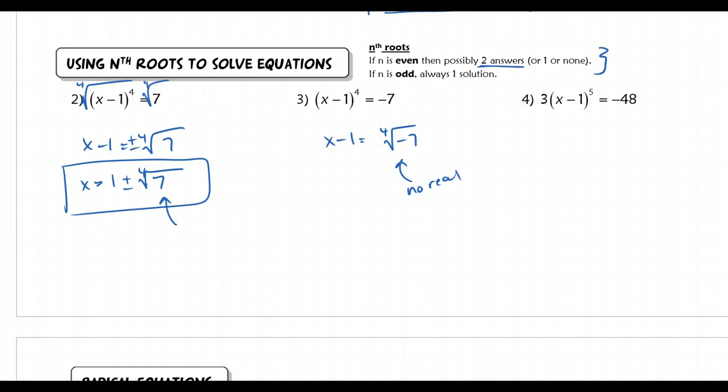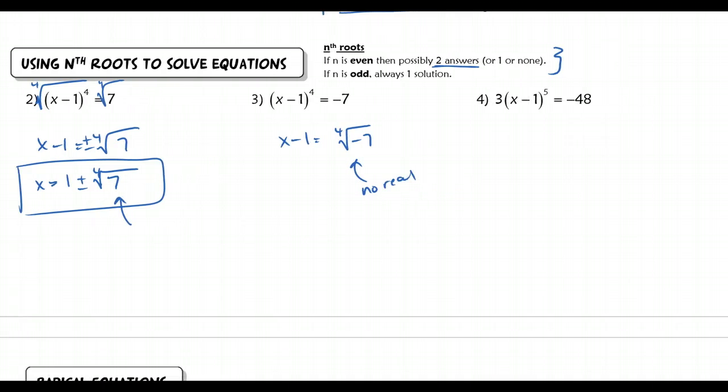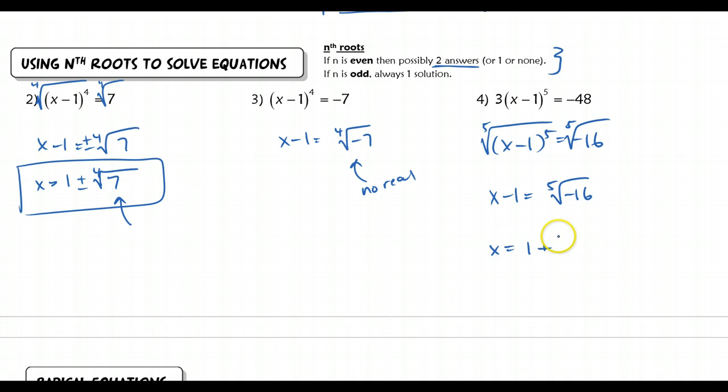Okay, now moving on to the 4th problem here. Problem number 4, if I want to isolate this x, I need to divide by 3 first. And then I'm going to take the 5th root. Now when you take the 5th root here, you will get a real solution because it is possible to take the 5th root of -16. So it's going to be a negative number, but we do end up with a real number, as opposed to here when we take an even root, we cannot end up with a real number if it's a negative number on the inside.